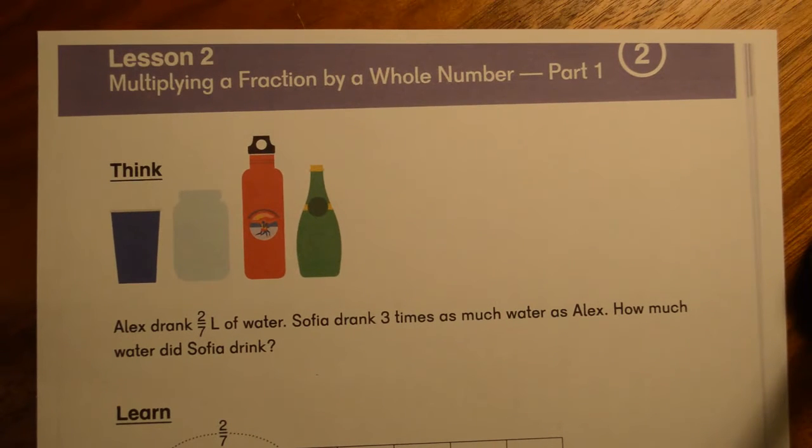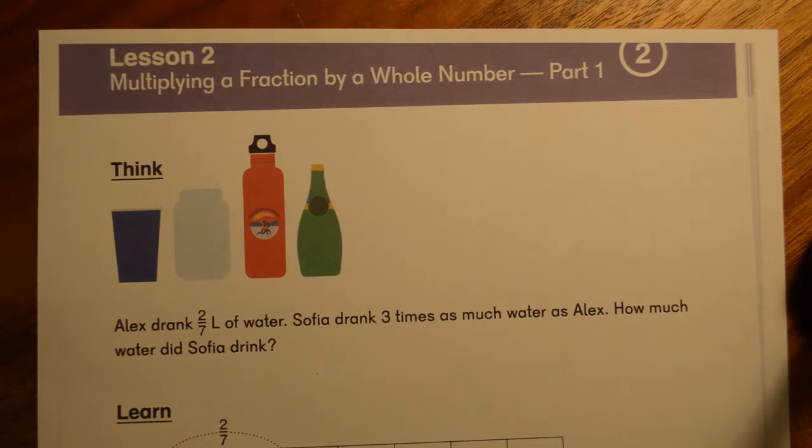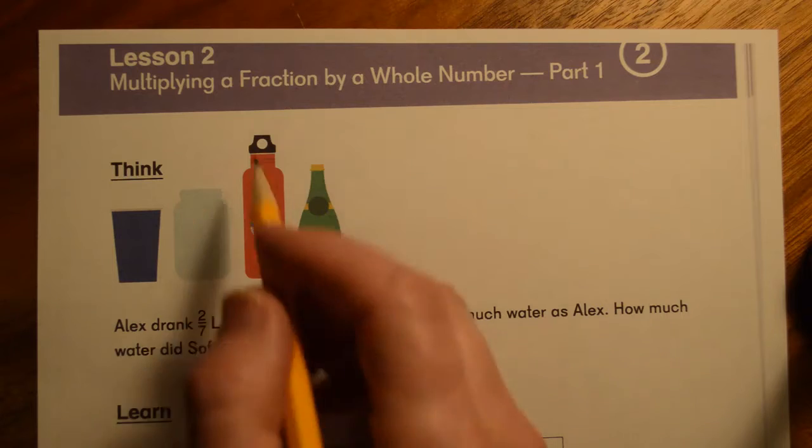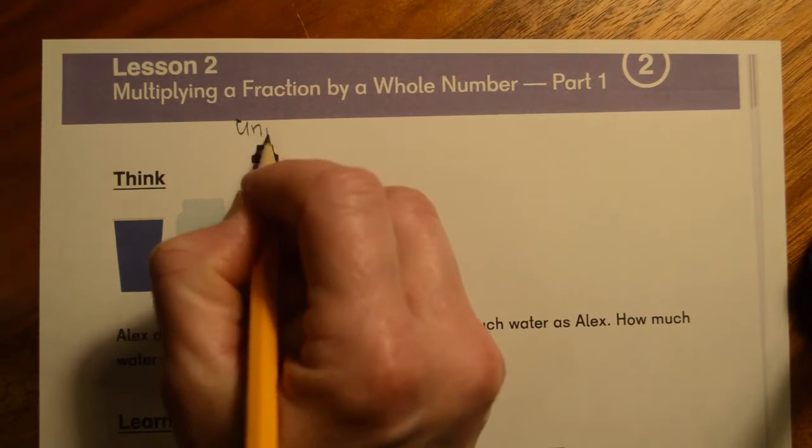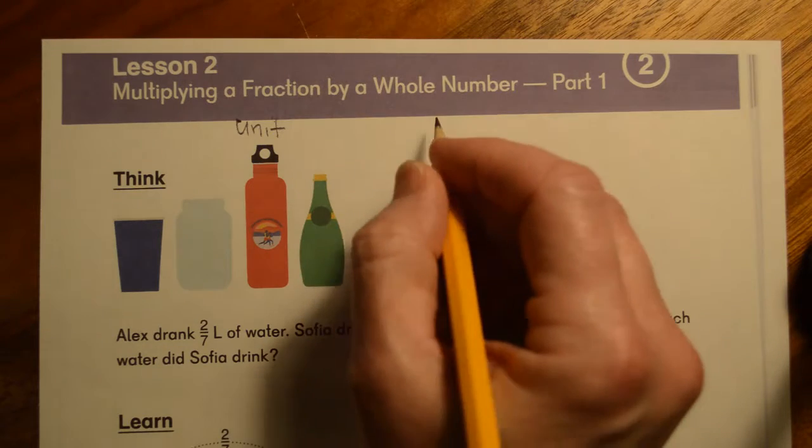Okay guys, here we are on page 185 in your textbook, lesson 2 and chapter 8. And we're going to extend what we did on the last lesson. The last lesson we multiplied what was called a unit fraction. A unit fraction is a fraction where the numerator is 1.